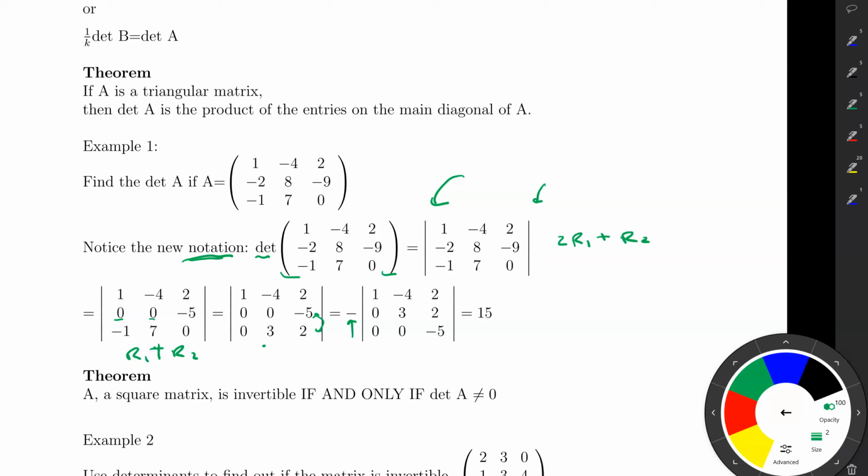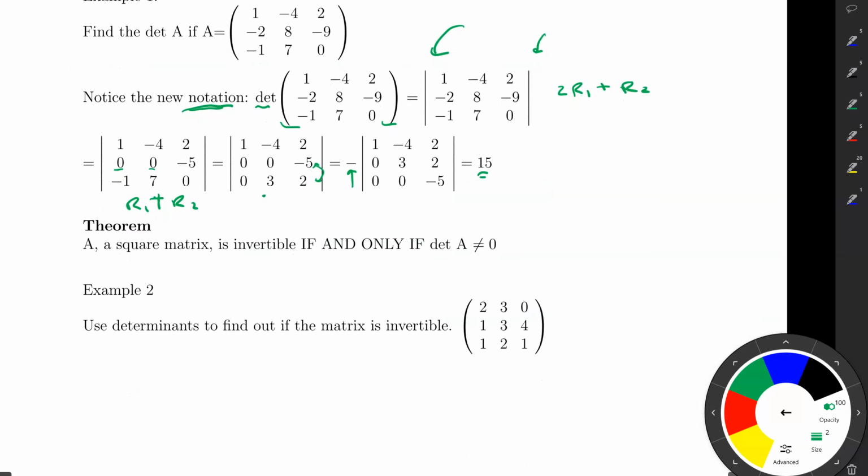Now, oh, I skipped this theorem. This is what I'm using. If I have a triangular matrix, then the determinant of A is the product of the entries on the diagonal. So because of cofactor expansion, I get these multiplied together to give me negative 15. But with this negative on the front, it gives me a 15. Another important theorem: a square matrix is invertible if and only if the determinant is not 0.